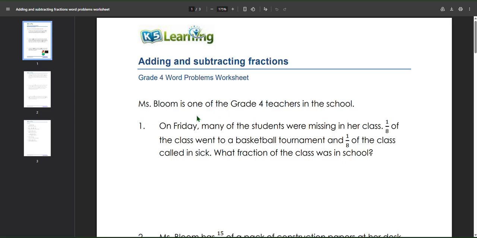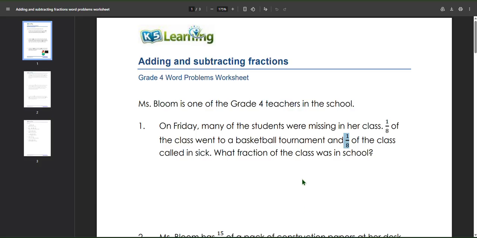Mrs. Bloom is one of the 4th grade teachers in the school. We're going to need that information. This helps us set it up. Number 1. On Friday, many of the students were missing in her class. 1/8 of the class went to a basketball tournament, and 1/8 of the class called in sick. What fraction of the class was in school? So we've got two things. We've got this 1/8 and this 1/8. And there's a missing thing that we are trying to find.